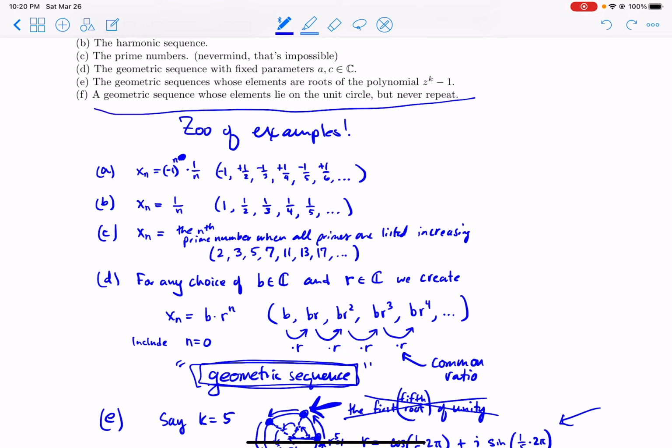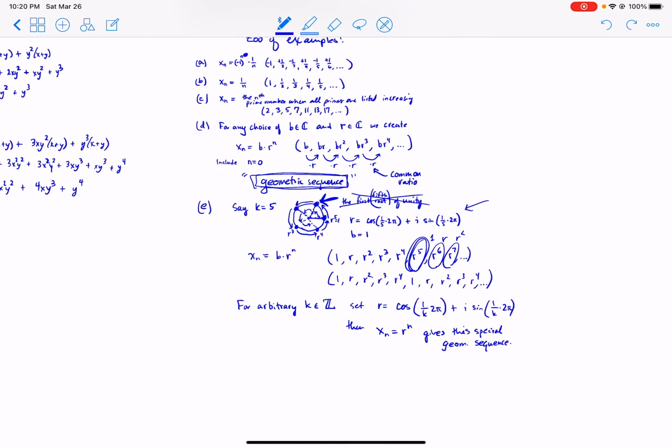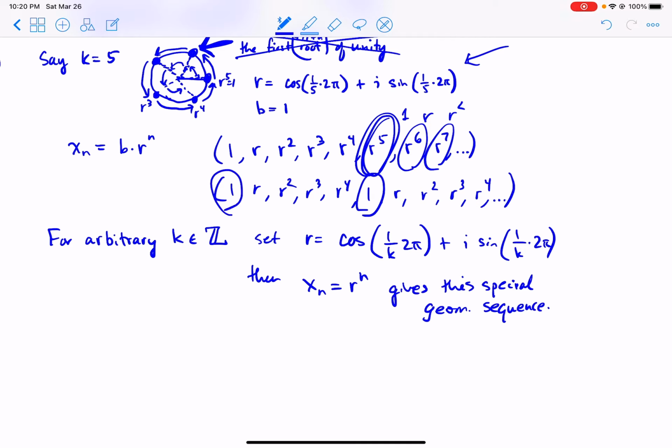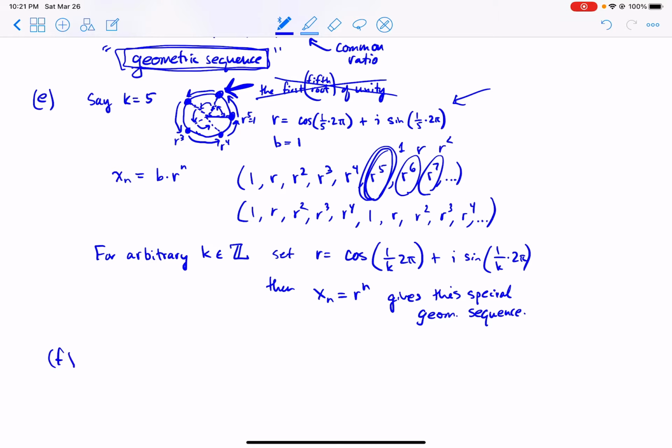Okay, but now let's do one where we're on the unit circle again, but they never repeat. So this one repeated. 1 happens infinitely many times. r happens infinitely many times, etc. They repeat. So let's do one that doesn't. This was part E, and this is part F.